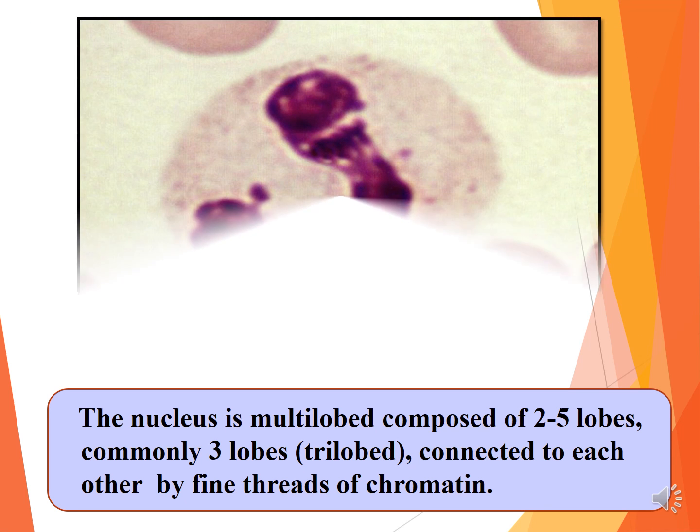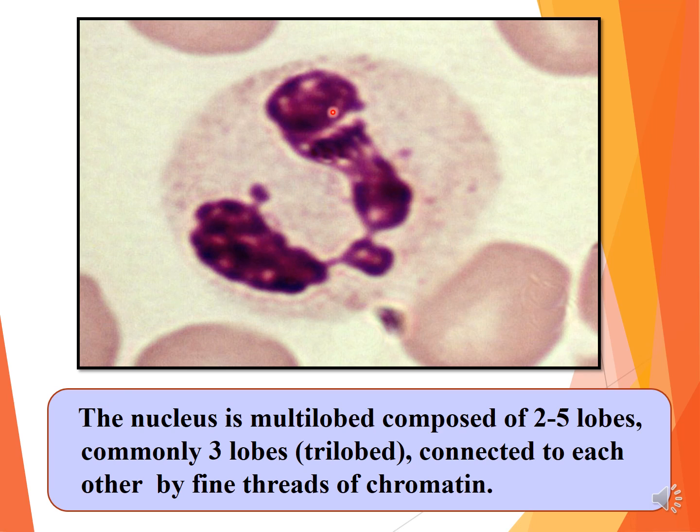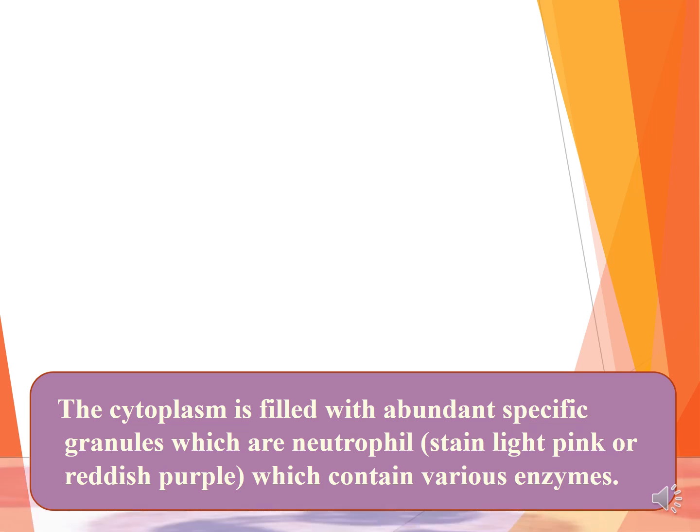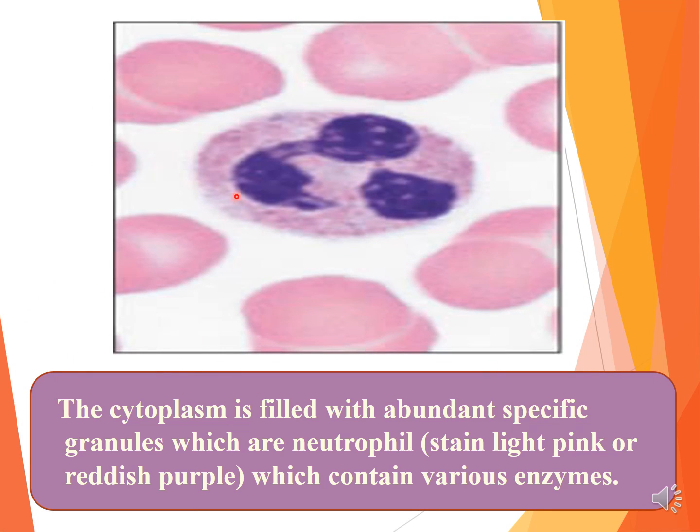The nucleus of neutrophils is multi-lobed, composed of 2 to 5 lobes, but commonly 3 lobes, also called tri-lobed. These lobes are connected to each other by fine threads of chromatin. هذه هي fine threads that connect between the lobes of nucleus of neutrophil. The cytoplasm مثل ما نلاحظ is filled with abundant cytoplasmic granules, specific granules which are neutrophilic in nature. إذا نلاحظ السيتوبلازم مليان بالجرانيولز اللي تكون طبيعتها neutrophils متعادلة.